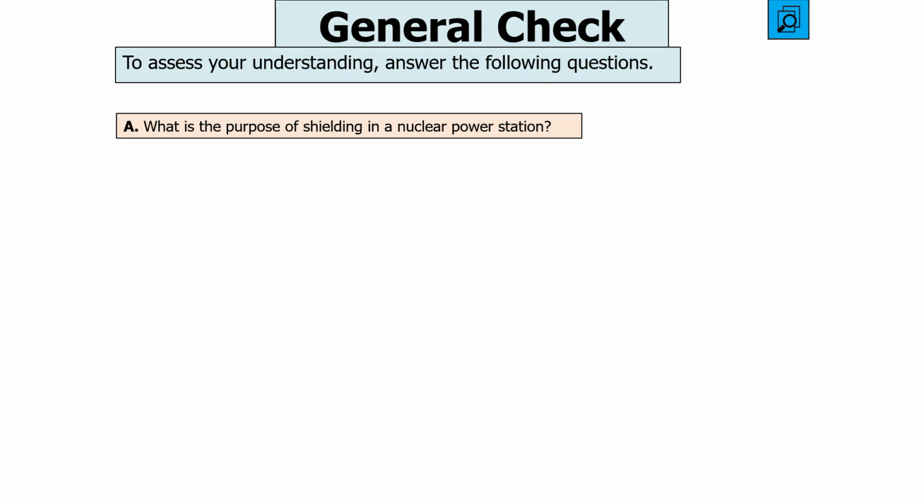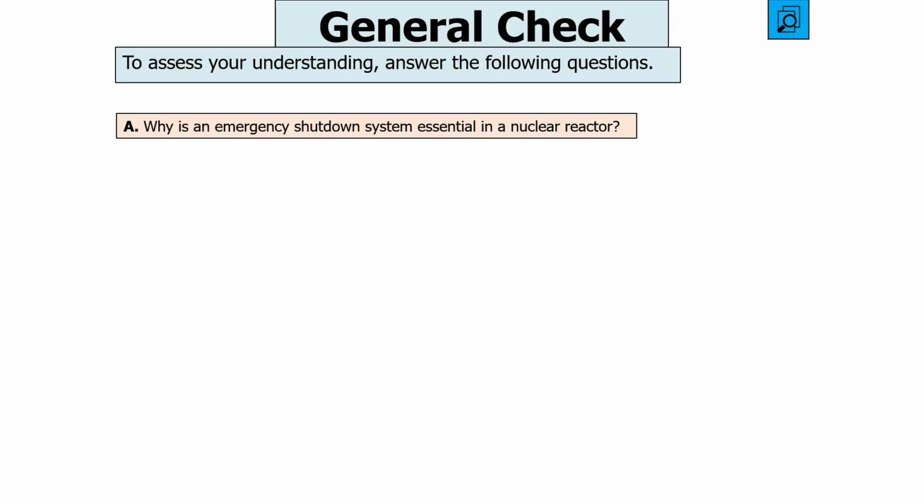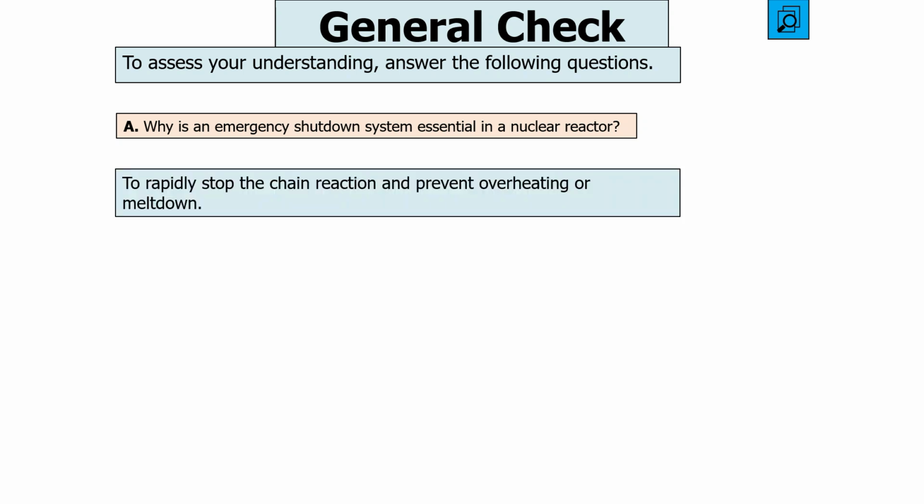What is the purpose of shielding in a nuclear power station? It's to absorb harmful radiation and protect the workers and the environment. Why is an emergency shutdown system essential in a nuclear reactor? It is to rapidly stop the chain reaction and prevent overheating or meltdown.